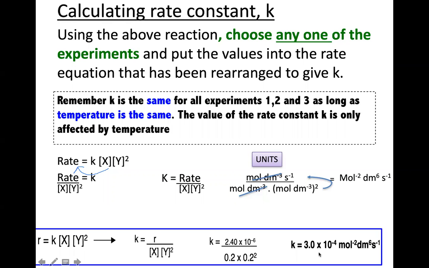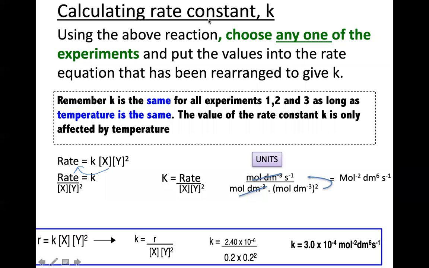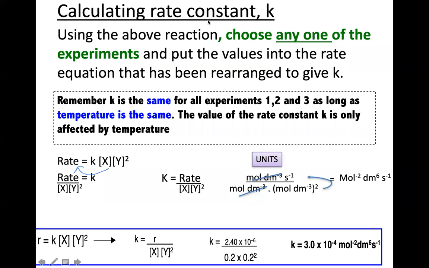Right, so your answer is this: 3 times 10 to the power of negative 4 mole to the power of minus 2 dm to the power of 6 second to the power of minus 1. Okay, if you don't have a calculator with you, please just write down the final answer and then you can work it out later. Is that okay? Can we move on?